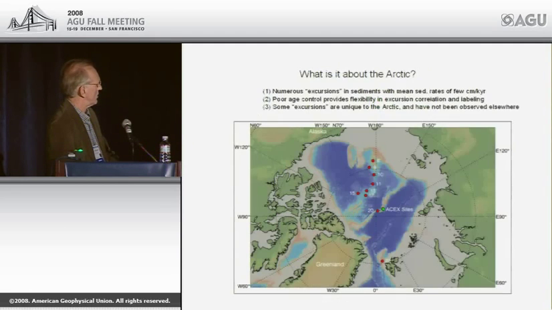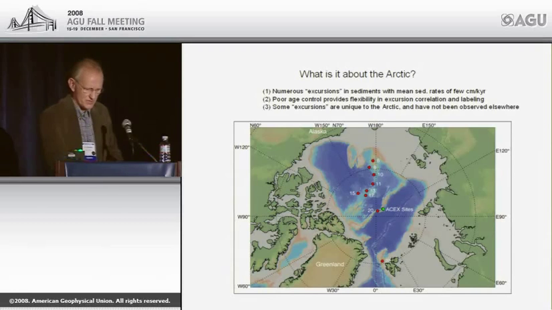So the conclusion would be then that excursions are extremely brief phenomena and that they represent full polarity reversals. And that's not just based on the observations I've shown you, but on other records of excursions. The better records represent full polarity reversals.